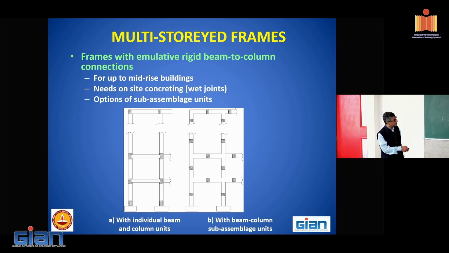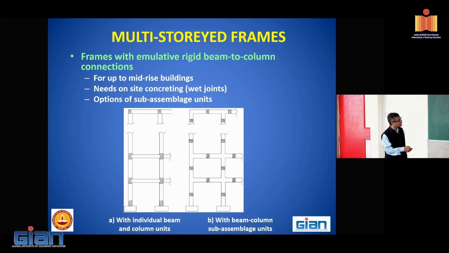Another possibility is that you cast it as sub-assemblages and integrate them at the points of inflection. These are suitable for mid to high-rise buildings, need on-site concreting, and what type of sub-assemblages you cast depends upon your choice.